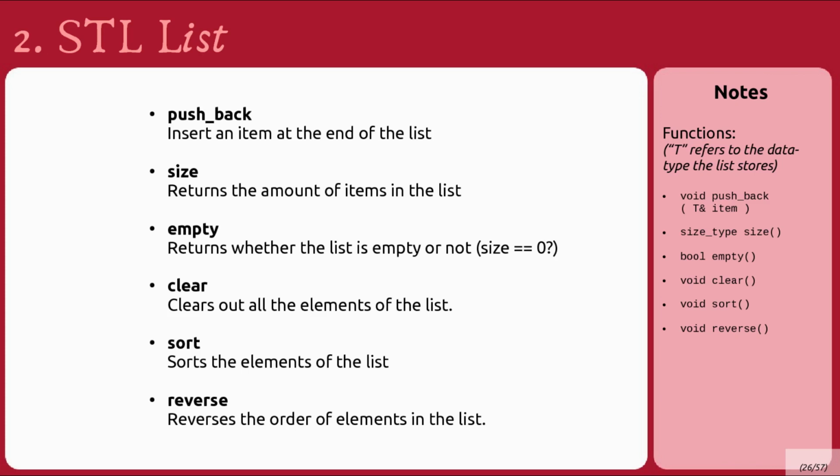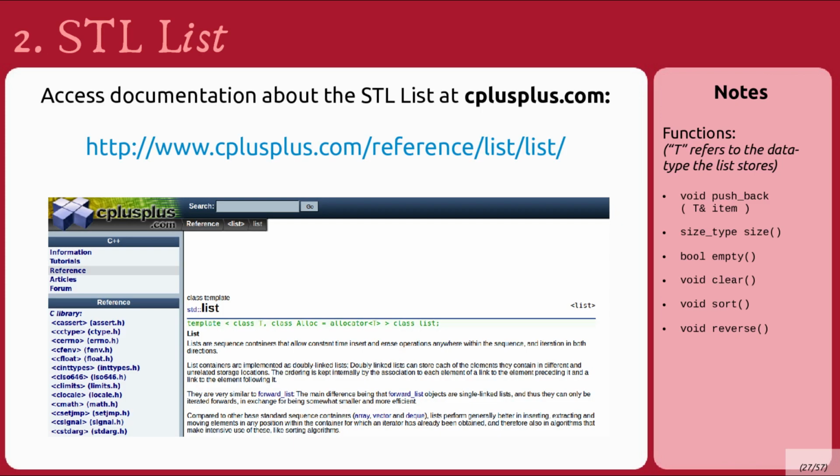Some of the functions of the list that we will explore are push_back to insert an item at the end of the list, size to get the size of the list, empty to get whether or not it's empty, clear to clear it out, sort to sort the elements of the list, and reverse to reverse the order of elements in the list. With a list, we can also use a push_front function if we wanted to insert items to the beginning of the list instead of to the end. And again, you can access documentation about the STL list at cplusplus.com.